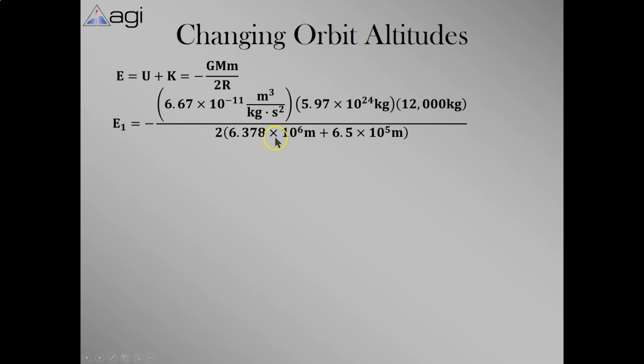That's this 6.378 times 10 to the 6 meters, plus how far I am from the Earth's surface, 6.5 times 10 to the 5th meter. Plug this all in or do this math by hand. Either way, I'd use a calculator, and I wind up with negative 3.41 times 10 to the 11 joules. Again, you can pause the video and test the math out yourself if you'd like, but this gives me the first energy that I have. My first orbit's energy.